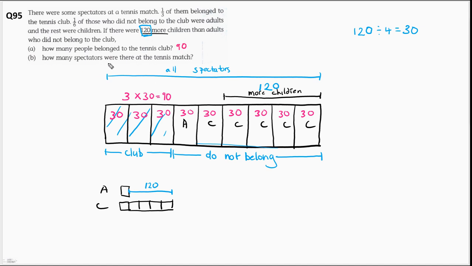And how many spectators were there at the tennis match? Well, that's everybody. So 1, 2, 3, 4, 5, 6, 7, 8, 9. Okay, so we are going to do 9 times 30. Okay, and what's that going to be? You can do that in your head. I'm sure you know that 9 times 3 is 27. And this is 9 times 3 times 10. So 9 times 3 is 27, times 10 is 270. So that is our answer.